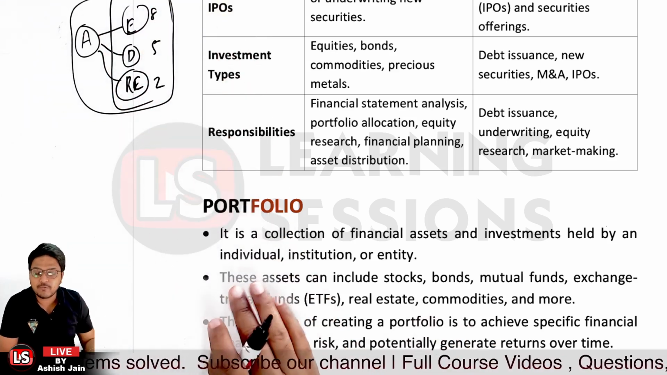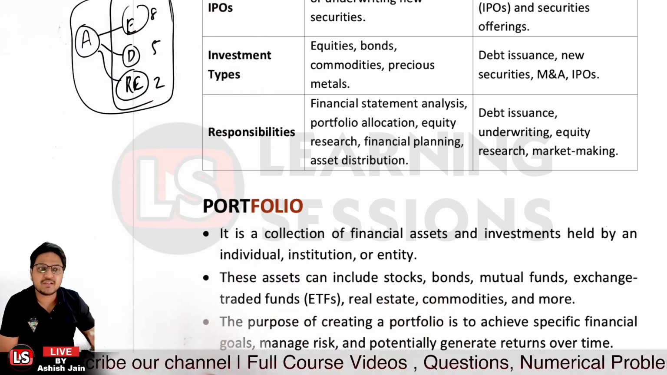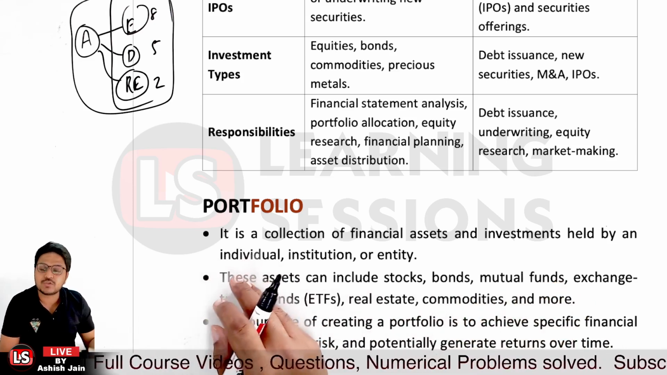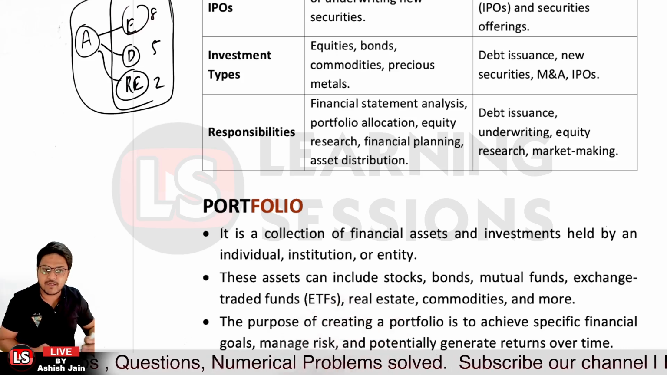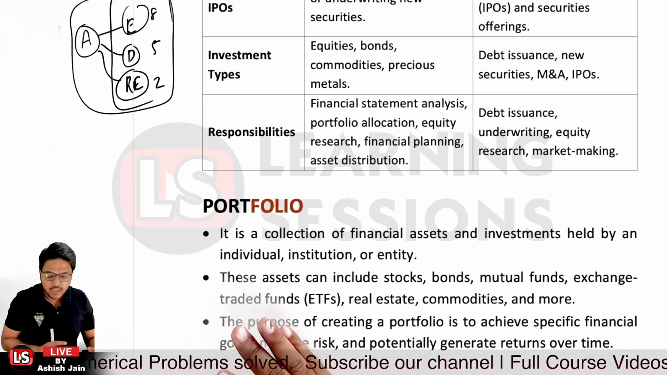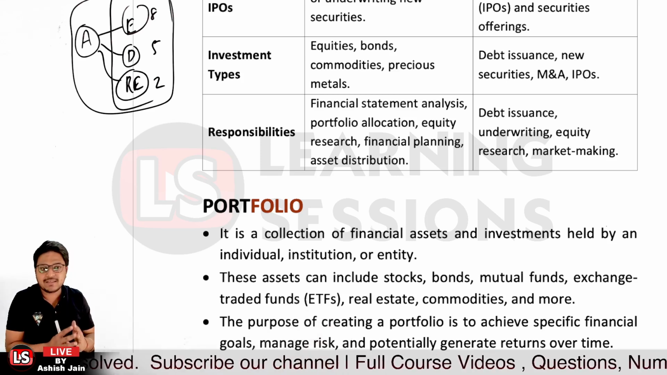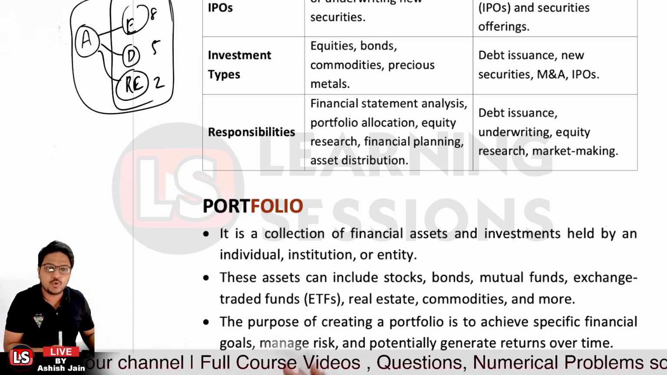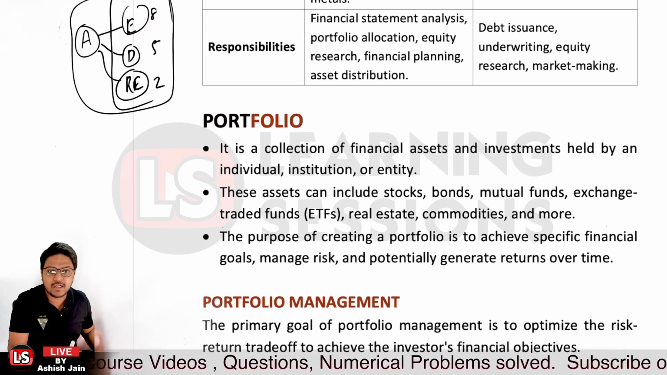So what is a portfolio? A portfolio is a collection of financial assets which have been invested in by an individual, institution, or entity. These assets could be stocks, debt instruments, bonds, mutual funds, exchange traded funds, real estate, commodities, or anything. The main idea is that through a portfolio we want to achieve our financial goals, diversify our risk, that is, manage risk, and potentially grow and generate returns for us. That's the main idea related to portfolio.